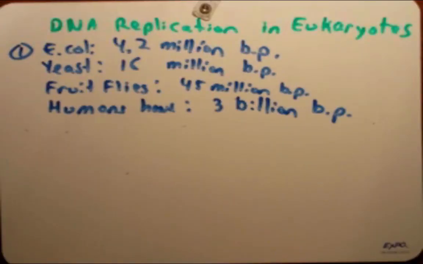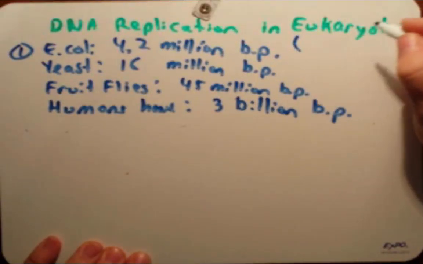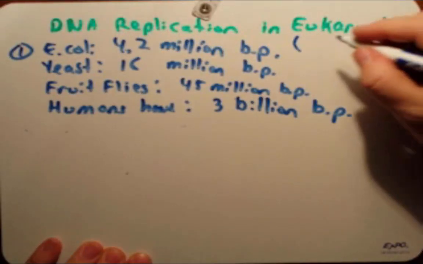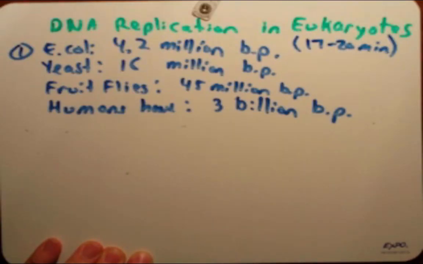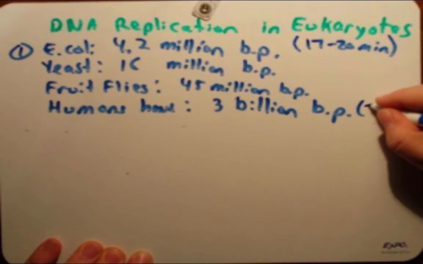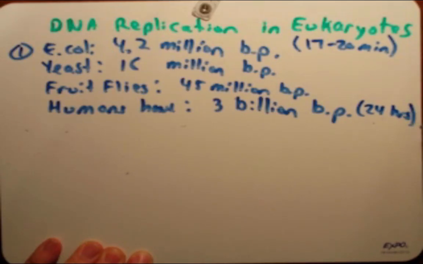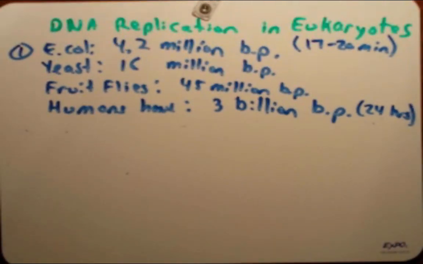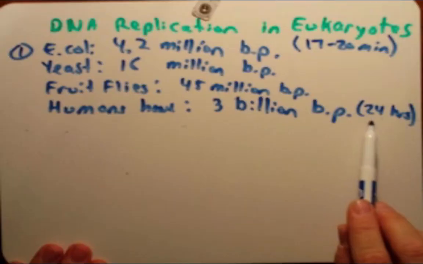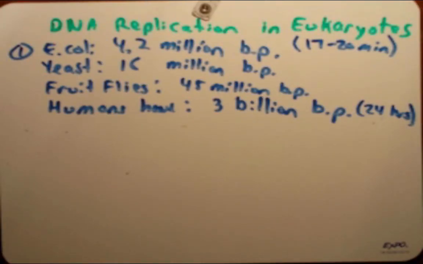E. coli, as we've said before, has a generation time. It copies its DNA and makes new cells in 17 to 20 minutes. Humans, a typical cell will take about 24 hours to divide, and in that time they will copy their DNA. To go from 4.2 million to 3 billion, if you had a single origin of replication, it would take you much longer than 24 hours. It would take you perhaps months to copy the human genome.